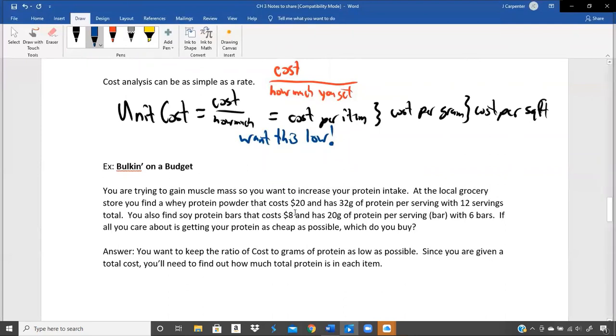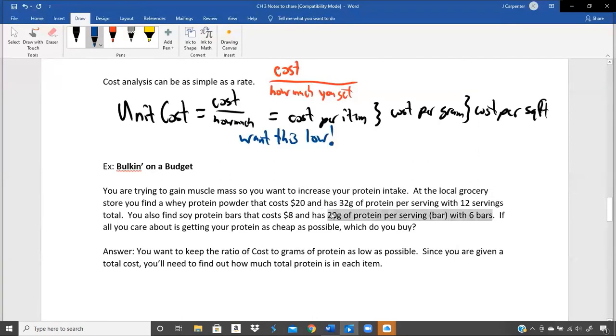So you find these soy protein bars that cost $8. Oh, wow, I'm going to buy those, right? Because 8's cheaper than 20. So when I'm thinking in the moment, 8's cheaper than 20, let's go with the protein bars. Well, hold your horses. Let's think about this mathematically. So with these protein bars that you're paying $8 for, each bar is 20 grams per serving or per bar, whichever way you want to phrase it, and there's 6 bars total.